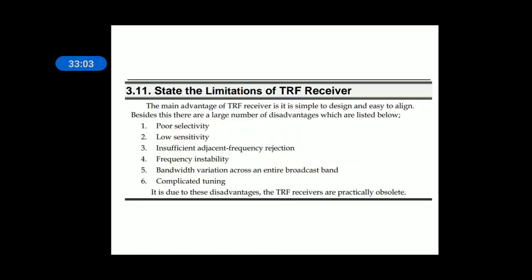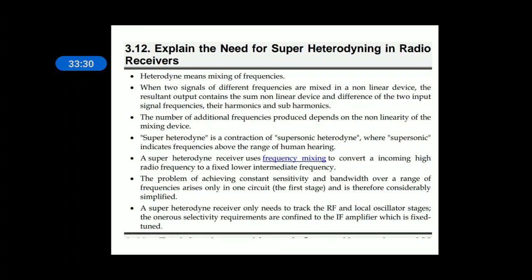The disadvantage of the TRF receiver is we need to tune for the entire range. The bandwidth changes as well as the carrier frequency also changes always, and you need a detector that converts all the frequencies. The detector should have a larger range of input frequencies. That is why it has poor selectivity and low sensitivity. So there are bandwidth variations, right? These are some disadvantages of your TRF receiver.